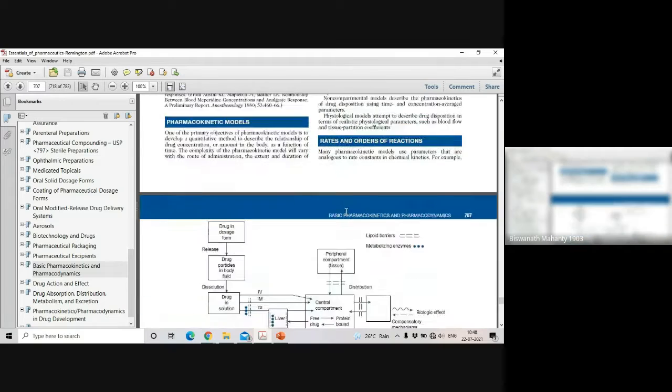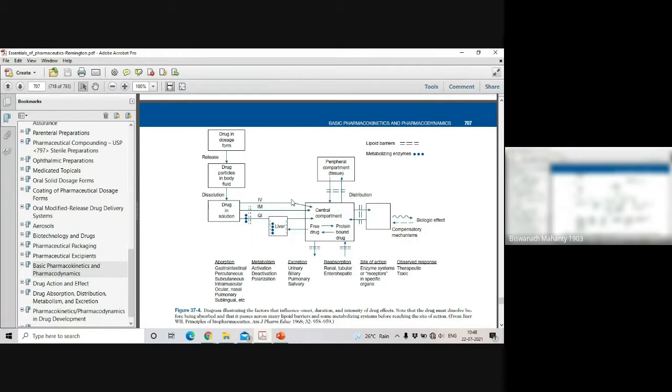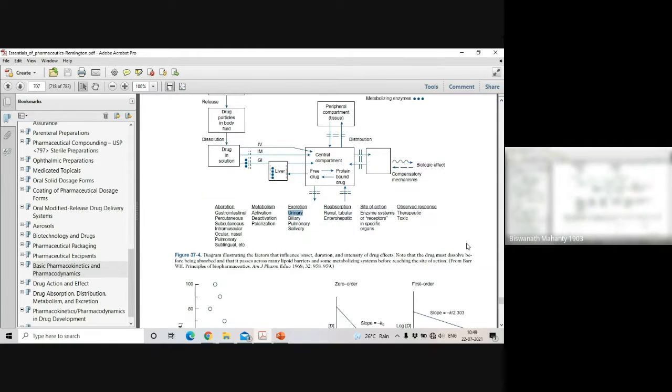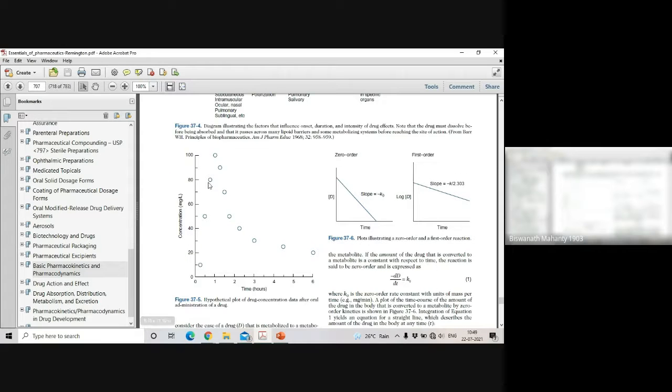Rate and order of reaction, this is the example we are going to talk about. The drug in dosage form is released, dissolves, crosses the barrier, and comes into the central compartment. Central compartment normally means the blood. The free drug can bind with protein, and it can have metabolism: activation, deactivation, polarization. Excretion can happen mainly in the urine. Sometimes pulmonary excretion is also there. Some drug can be reabsorbed, distributed to other body compartments, and maybe excreted. So this is what we are talking about with the drug concentration profile.